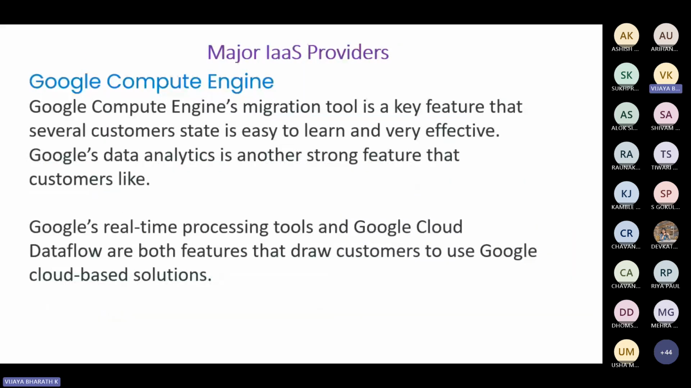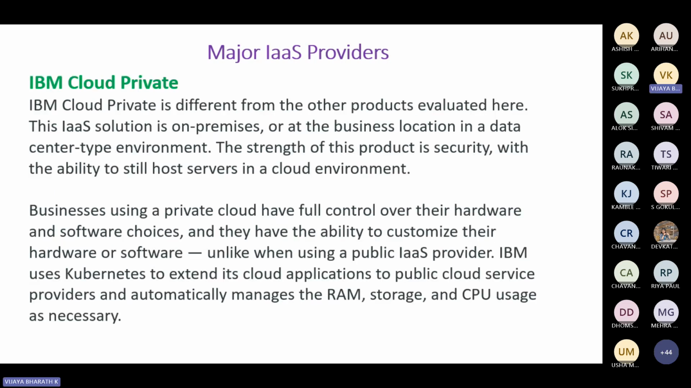So next is your Google Cloud Compute Engine. The Google migration tool is a key feature that various customers can easily learn and use effectively. Google Data Analytics is also one of the strong features that customers like. Google has real-time processing tools and data flow, which are also for our customers to use for Google-based solutions. Next is IBM Private Cloud.